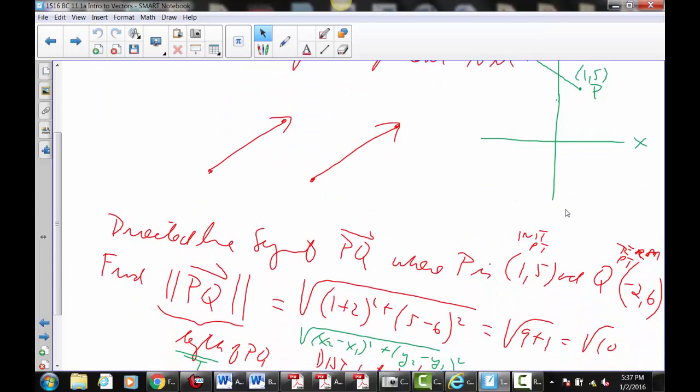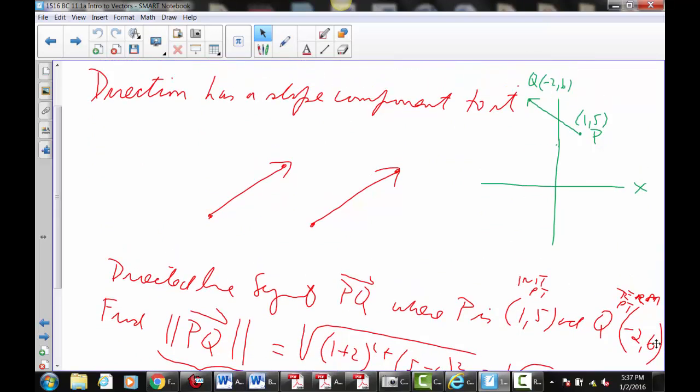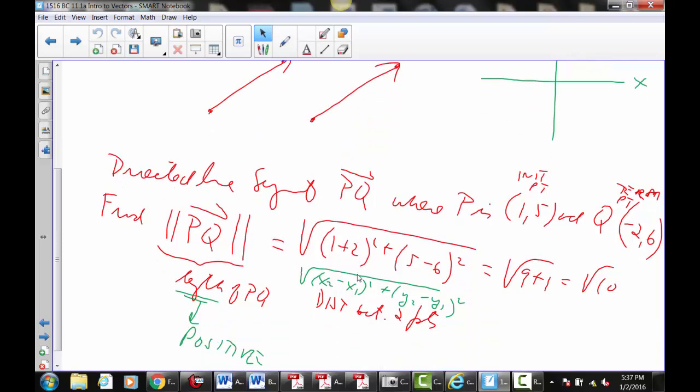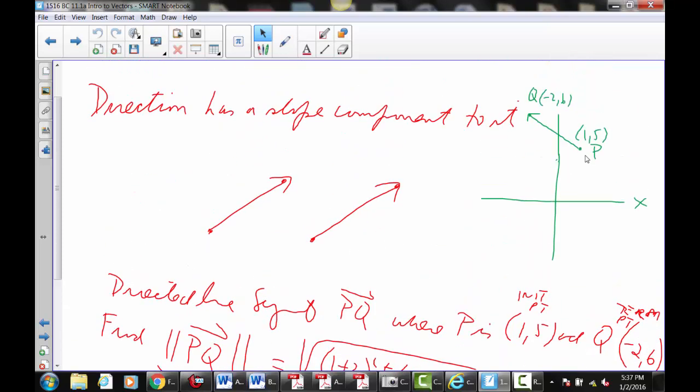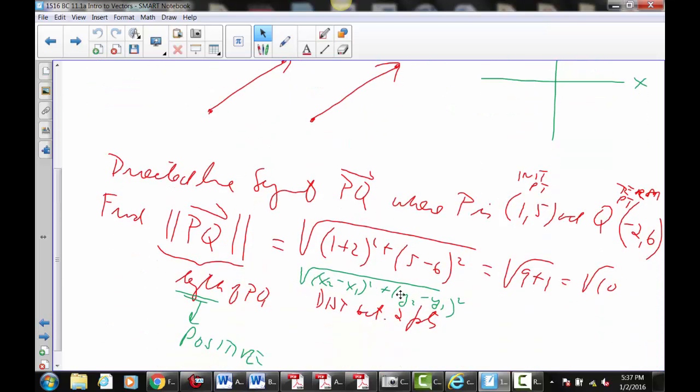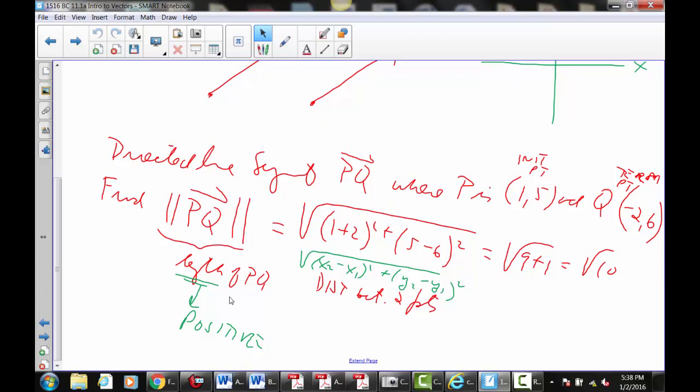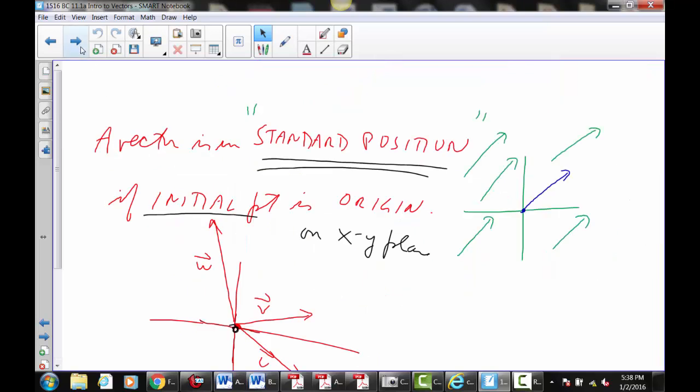The directed line segment PQ, where P is (1,5) and Q is (-2,6), as you can see from here. First of all, the magnitude or the length of that vector is basically what we used to call the distance between these 2 points, which of course is the square root of (x2 minus x1) squared plus (y2 minus y1) squared, which in this case is the square root of 10. The length or the magnitude of a vector, of course, is always going to be positive.